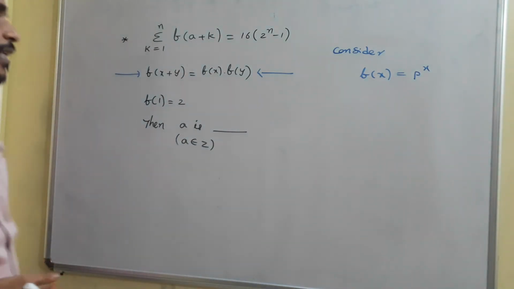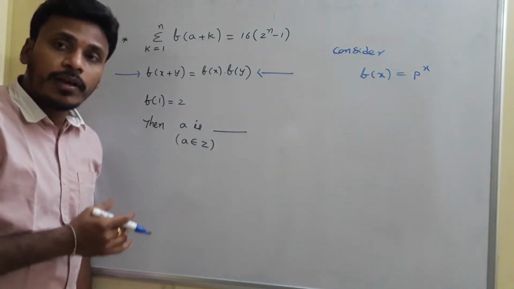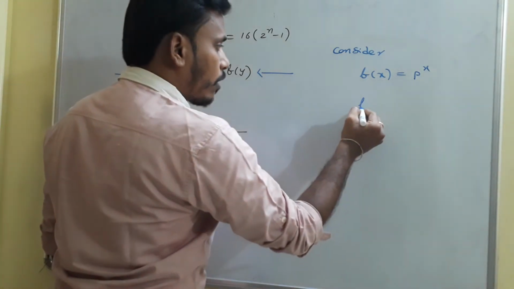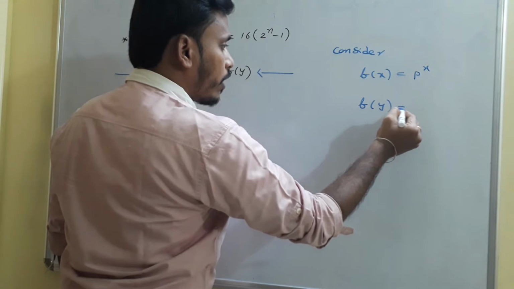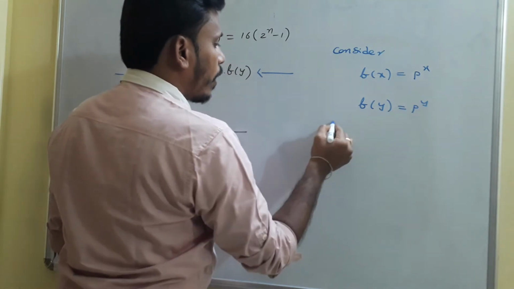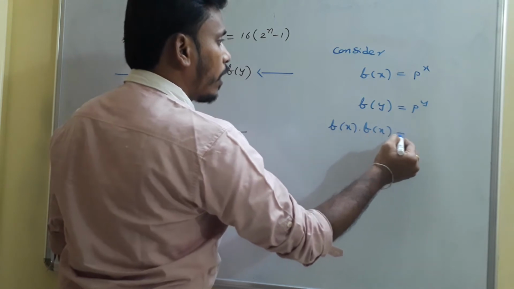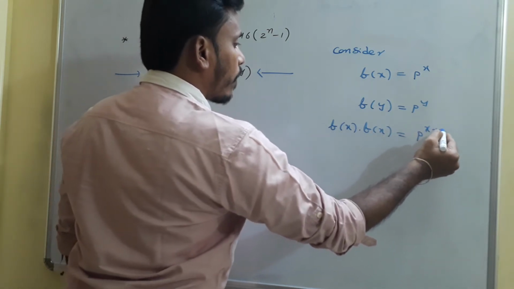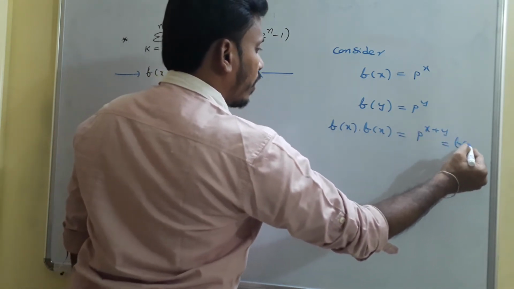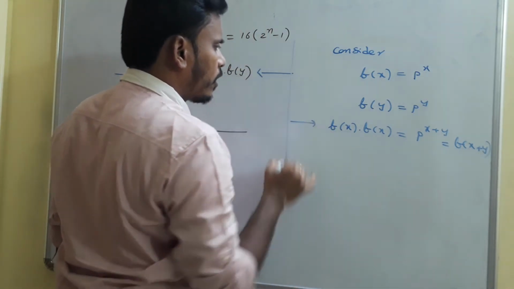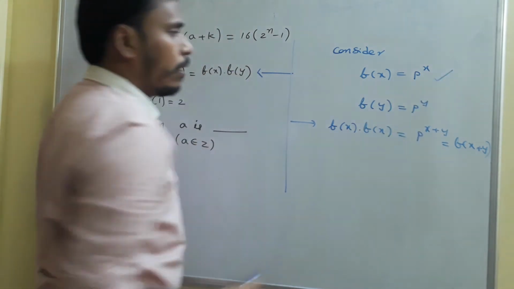We don't know the base actually, okay? If f of x is equal to some number to the power x, then what do you say about f of y? f of y is equal to p power y. When you multiply f of x into f of y, p power x into p power y is p power x plus y, which is f of x plus y. And that's why this particular definition is acceptable.